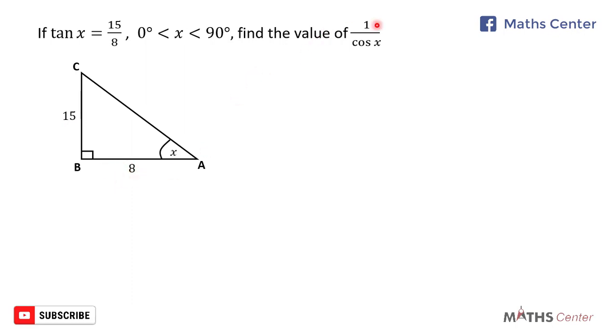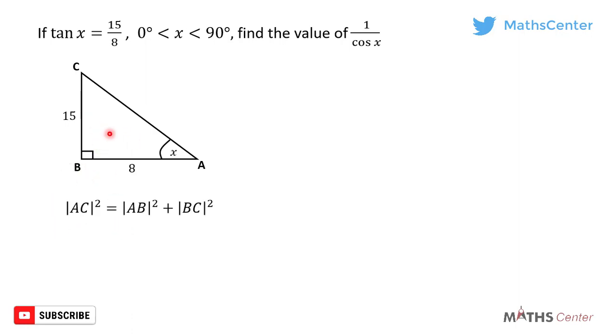Remember, we are finding 1 divided by cos x. So we first have to find cos x. Cos is adjacent divided by hypotenuse. But we don't know the length of the hypotenuse in this right angle triangle, so we have to find it. We are going to use the Pythagoras theorem.